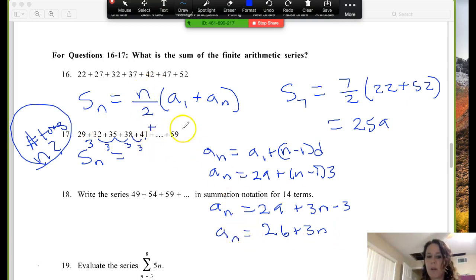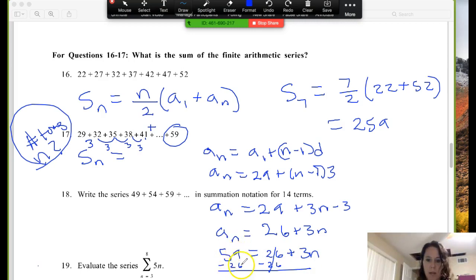So I'm going to figure that out. I know my last term should be the end of it because it's finite. So I know that last term, that a_n, is 59. So 59 will equal 26 plus 3n. Now, I don't know what the number of terms is. Normally, I plug in the number of terms and it tells me the term is 59. Here I'm giving you the answer and I figure out the number of terms. So I subtract off 26 from both sides.